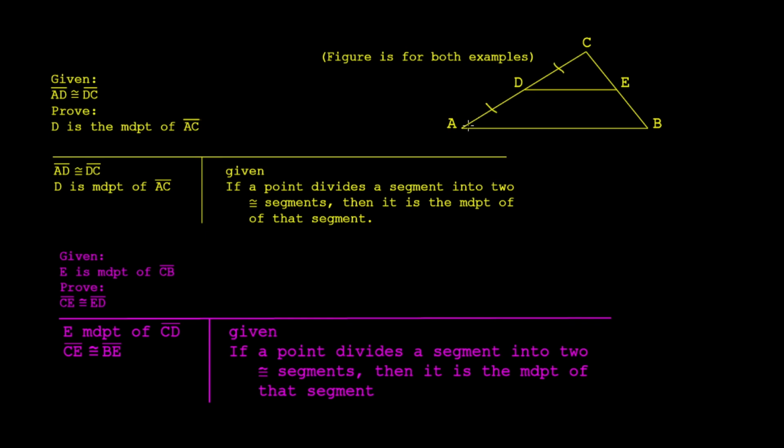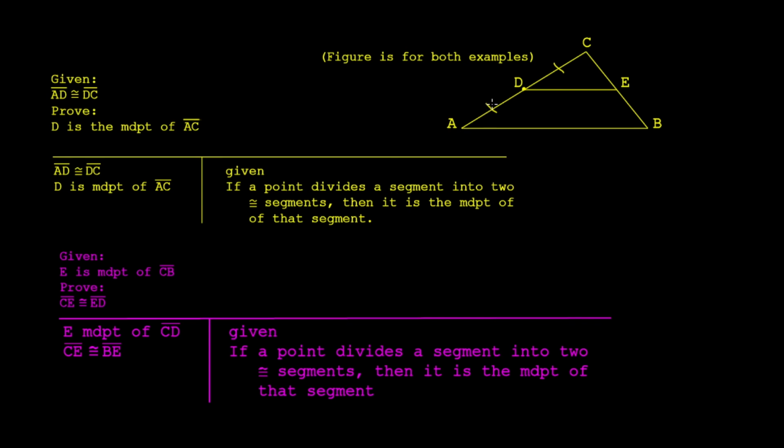Now, just common sense is if a point is right in the middle and divides a segment into two congruent segments, then it is the midpoint. That is the definition of a midpoint. D is the midpoint of AC. If a point divides a segment into two congruent segments, then it is the midpoint of that segment.